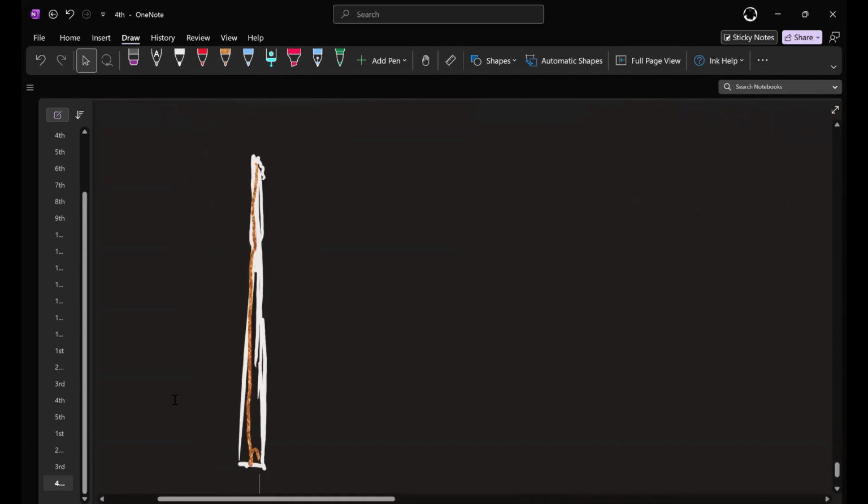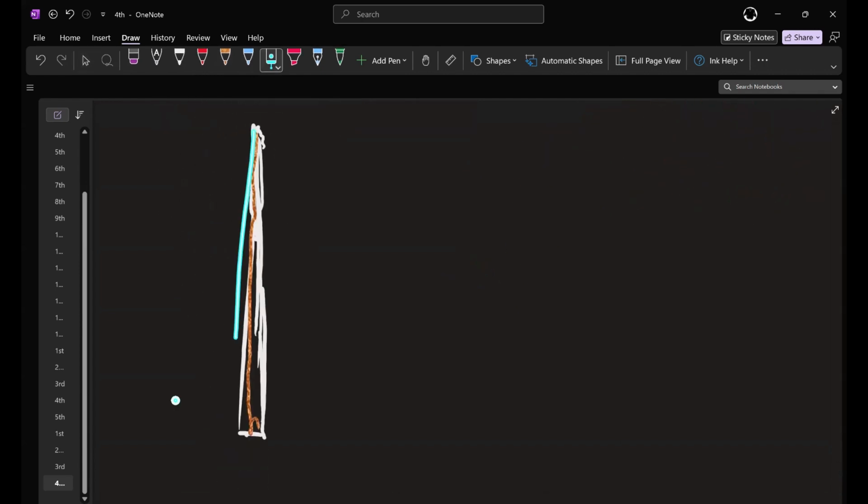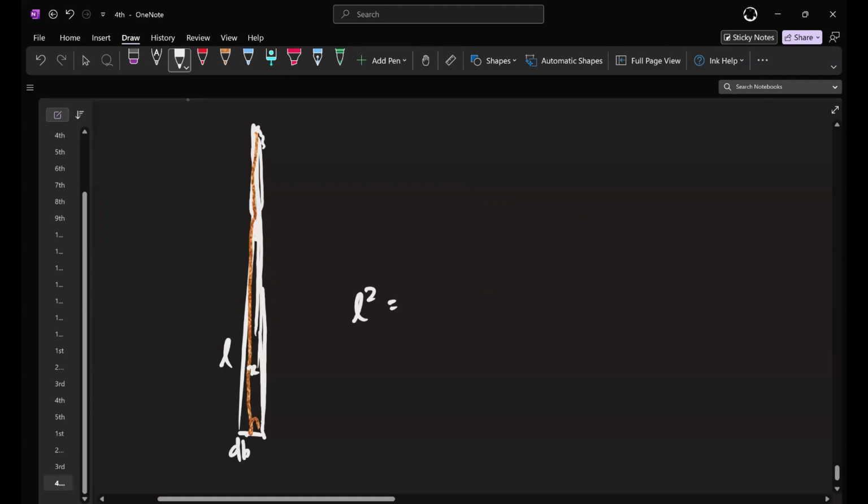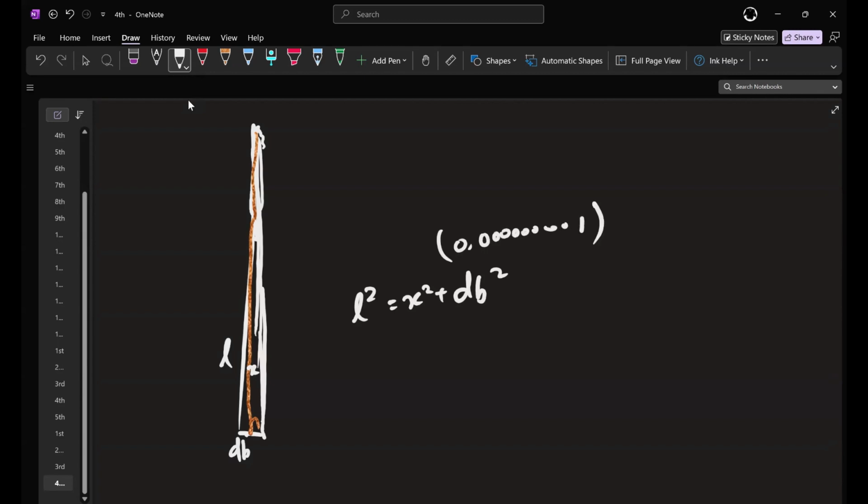Let me zoom in. Now these three can be equal to each other, right? Because this is almost negligible. Also, you can apply the Pythagoras theorem. This is L, this is X, this base is dB. It means L square will be equal to X square plus dB square. Now dB is almost equal to, let's say, 0.000000001. And what is length L? Let's say it is 2 centimeters.